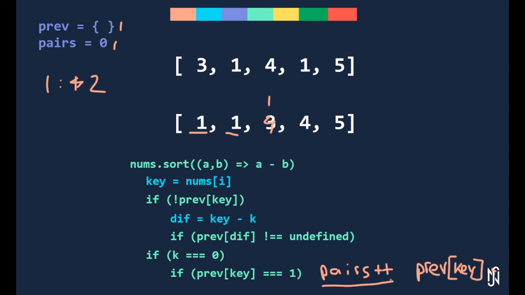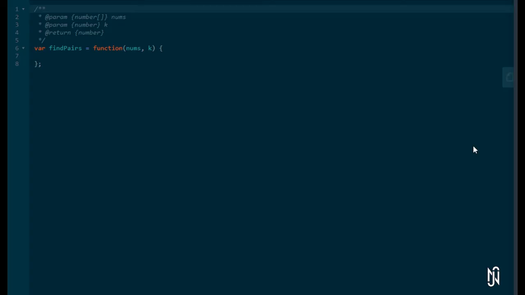So that does it for the diagram. I think it'll be a little bit more clear when we write it out in code. So I'm going to start typing this out. So now we're in the editor, and let's just start this out how we diagrammed it. The first thing we want to do is create our helper variables. So we're going to set previous to an empty object, and then we want our pairs counter, which will be instantiated at 0.